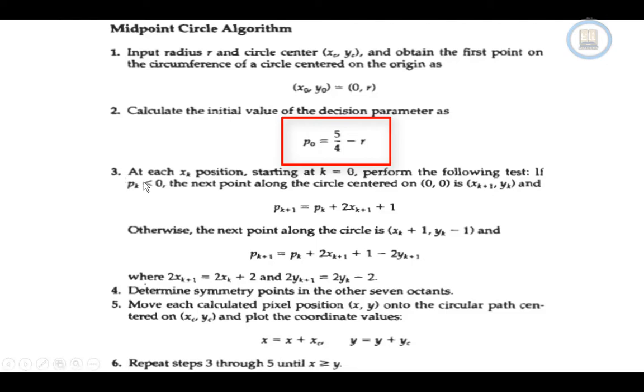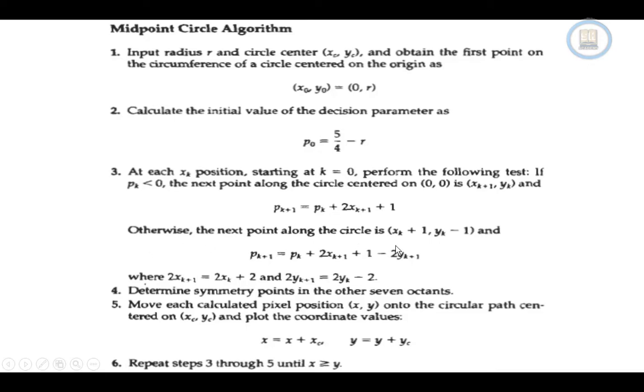At step number 3, we start the iteration for the successive pixels. We start from k equal to 0, and for that iteration the initial decision parameter will be considered. In this case, if the pk value is less than 0, that is negative, then the next point will be xk plus 1 comma yk, and the decision parameter for the further pixel is pk plus 1, which is pk plus 2 xk plus 1 (plus 1). These two things we need to remember when pk is negative: this is the pixel value and this is the decision parameter value.